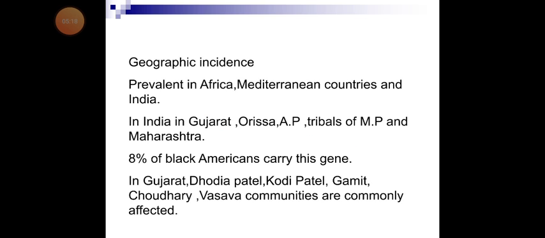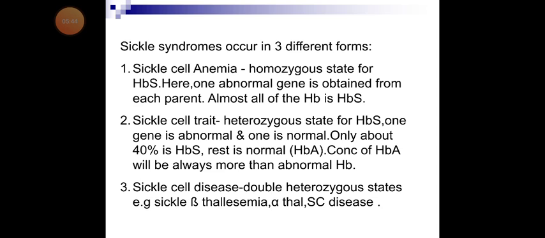Geographical incidence: it is prevalent in Africa, Mediterranean countries and India. In India, the central horizontal belt is typically affected, that is Gujarat, Orissa, Andhra Pradesh, and tribals of Madhya Pradesh and Maharashtra. 8% of black Americans carry this gene. In Gujarat, specifically the Dodia Patel, Kodi Patel, Gamit, Chaudhary and Wasawa communities are commonly affected.